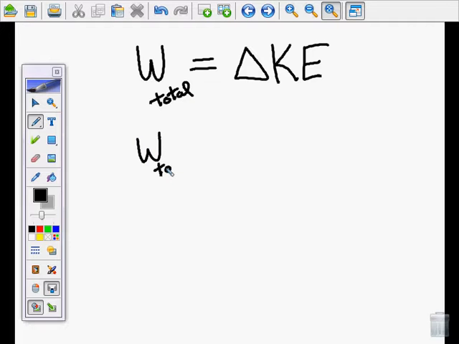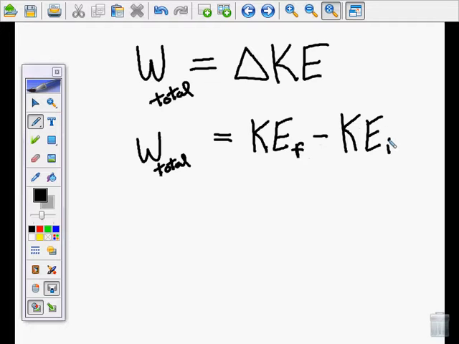So you could say that the total work done, which would be the work done by all the forces acting on the object, is equal to the final kinetic energy minus the initial kinetic energy. And then we could algebraically rearrange this by adding the kinetic energy over to the other side, and you end up with the initial kinetic energy of an object plus the total work done equals the final kinetic energy.